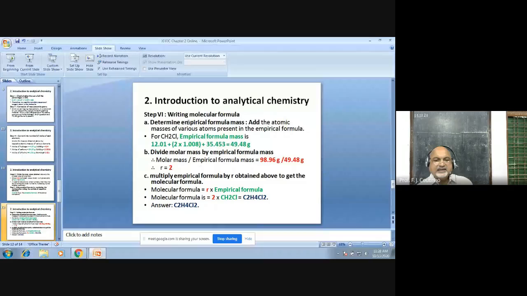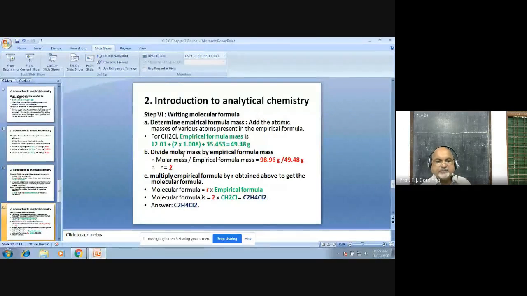And the last step is writing the molecular formula. Now this step is more or less the same, but in a different fashion. Determine the empirical formula mass, that is, add the atomic masses of the various atoms present in the empirical formula. That is CH2Cl. So the empirical formula mass is carbon, 1 carbon, that's 12.01, 2 hydrogens, that is 2 into 1.008, the atomic mass of hydrogen, and the atomic mass of chlorine is 35.453. Since there is only 1 chlorine, you add all these 3 and you get 49.48, that is the empirical formula mass.